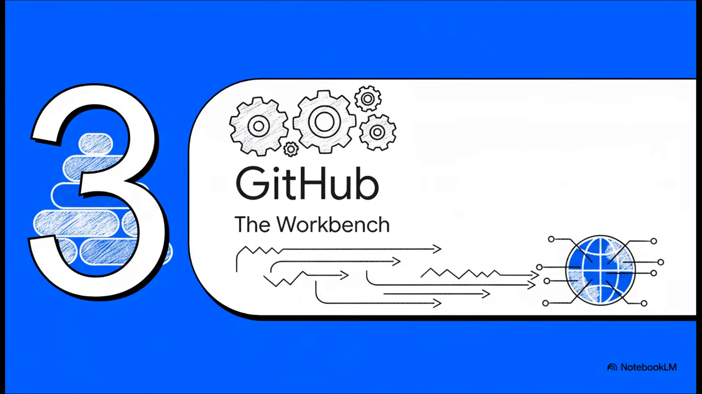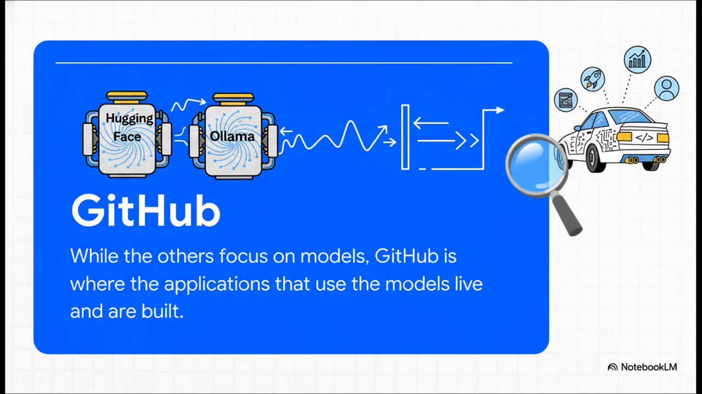All right, let's talk about the final piece of the puzzle. We have the models from Hugging Face, and now we have an easy way to run them with Ollama. But what about the actual apps that use these models? For that, we turn to our global workbench, GitHub. So, while Hugging Face and Ollama are all about the AI models themselves, the engine if you will, GitHub is where you find the rest of the car.